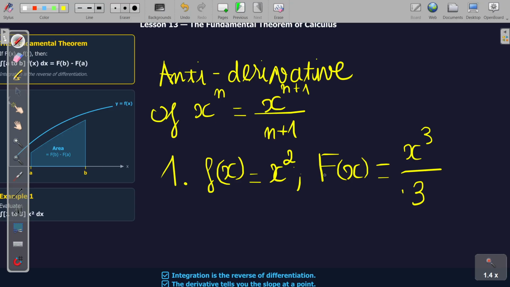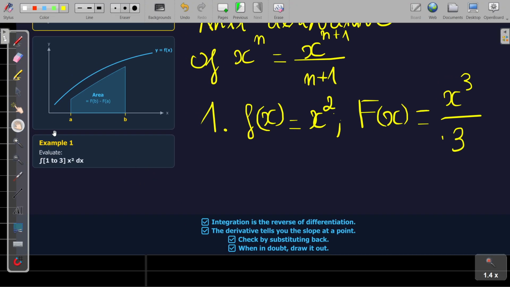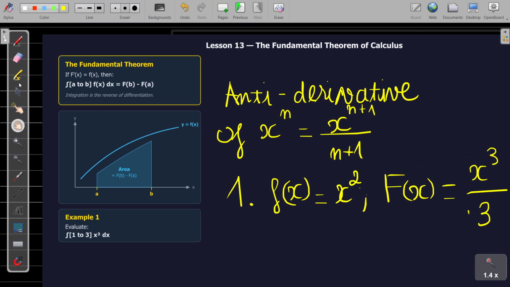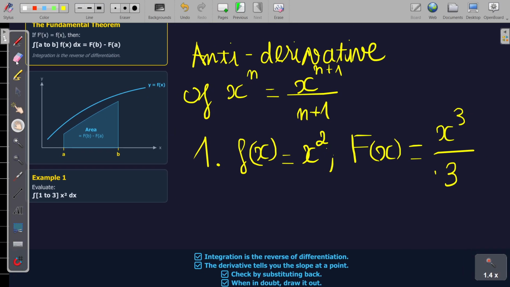So we have found our big F, the antiderivative of x squared, which is small f, is x cubed over 3. Now, because I have found the antiderivative, I need to evaluate at the bounds. So I have the bounds from 1 to 3. If you look at the rule, from A to B means big F of B minus big F of A. So I'll go big F of 3 minus big F of 1.